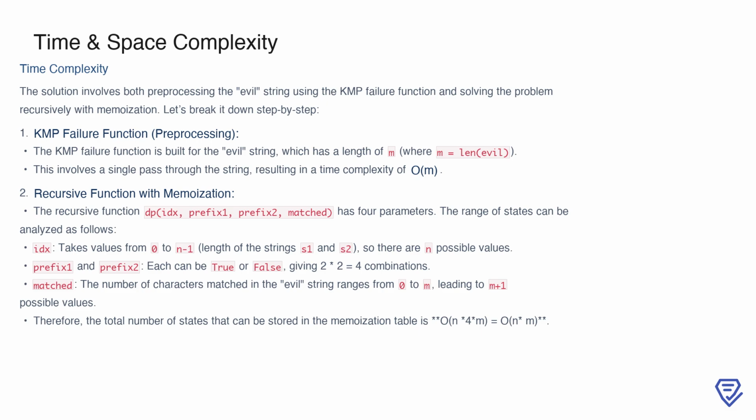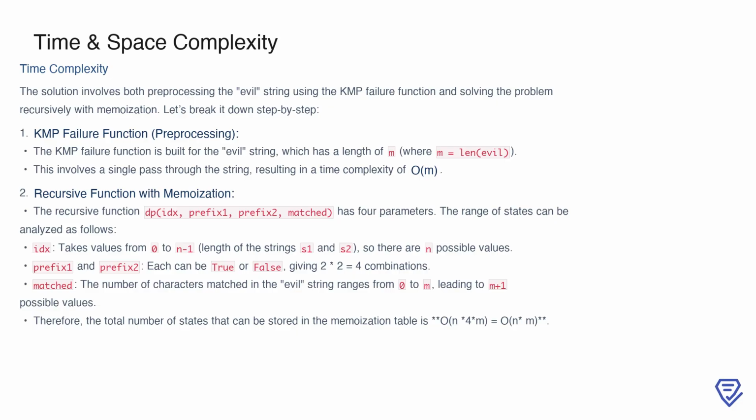To analyze the time complexity of our solution, we need to consider two major components: pre-processing the evil string and solving the problem using recursion with memoization. First, the pre-processing step involves building the KMP failure function for the evil string, which has a length of m. This step requires a single pass through the string, resulting in a time complexity of O(m).